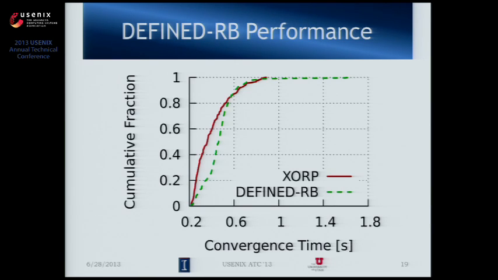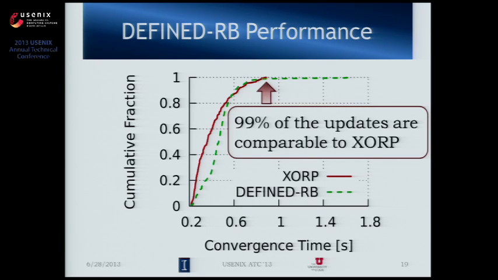So I'm first going to show you the result of DefineRB. As you can see, we plot the convergence time in CDF form. In this figure, you can see that 99% of the convergence time is comparable to the vanilla XORP. The 1% of the time is when the cascading rollback occurs.